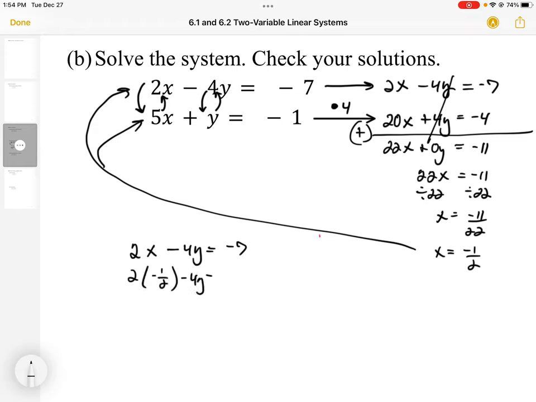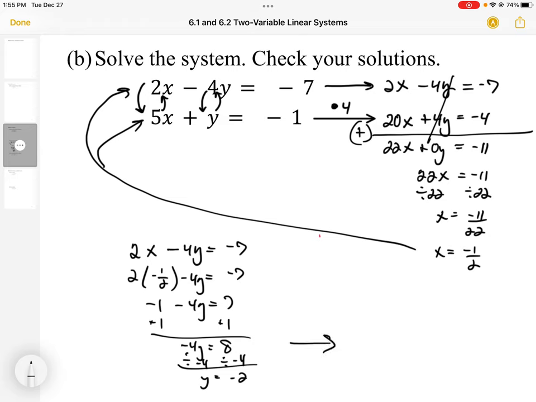And then I'm just going to quickly solve for y here. So 2 times negative a half, that's negative 1. And you can see here that looks like I get a pretty number for y of negative 2. So that means, as long as I did my math correctly, my solution is negative a half, comma, negative 2.